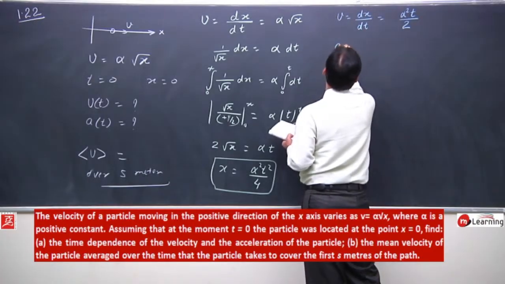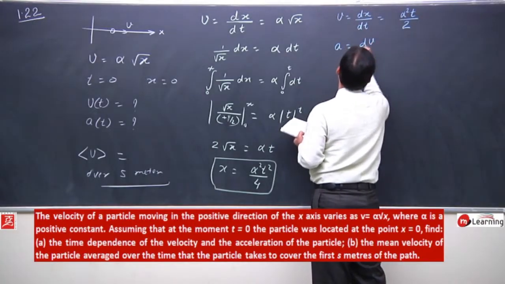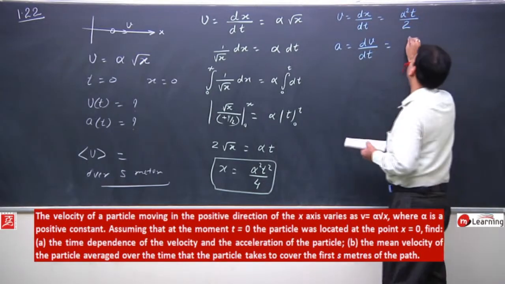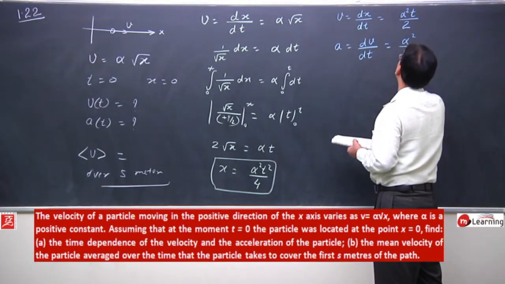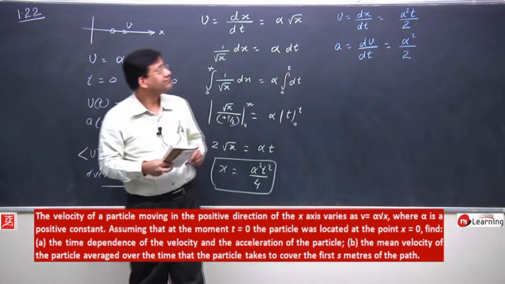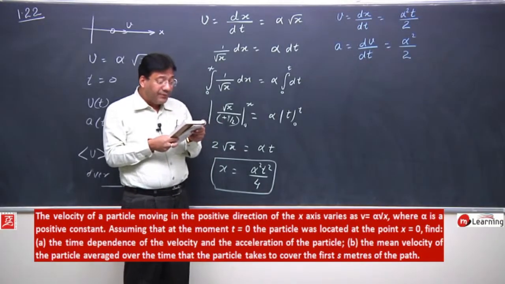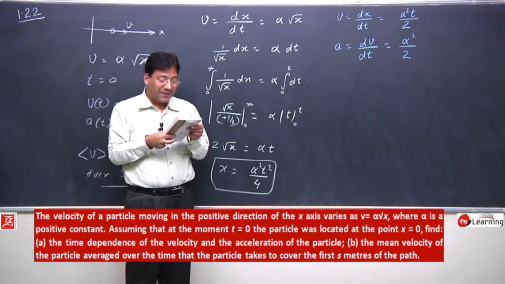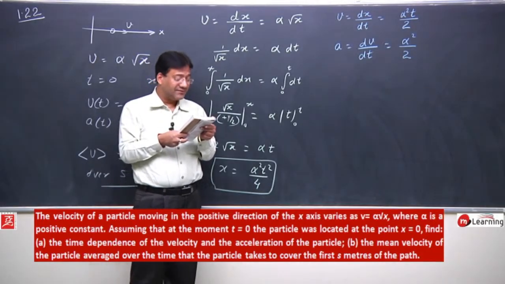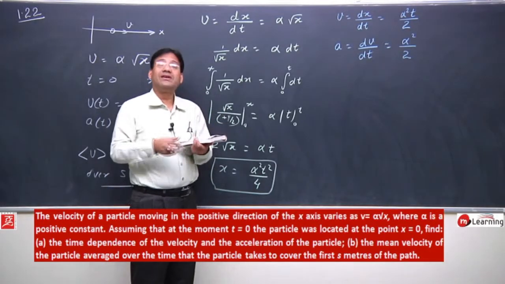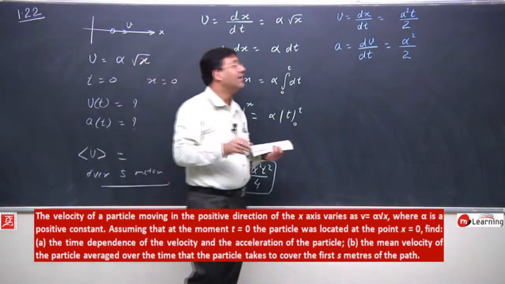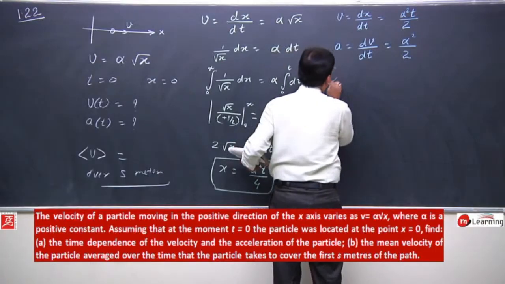Acceleration as a function of time. Acceleration is dv by dt. I differentiate this with respect to time, and it's alpha square by 2. This is the acceleration as a function of time. Now, the mean velocity of the particle averaged over the time that the particle would take to cover the first s meters. Now see, how do we define mean velocity?